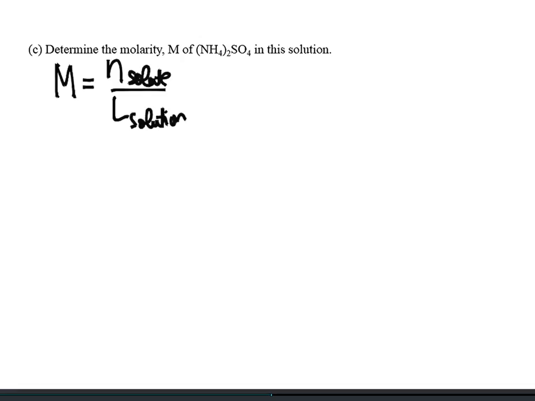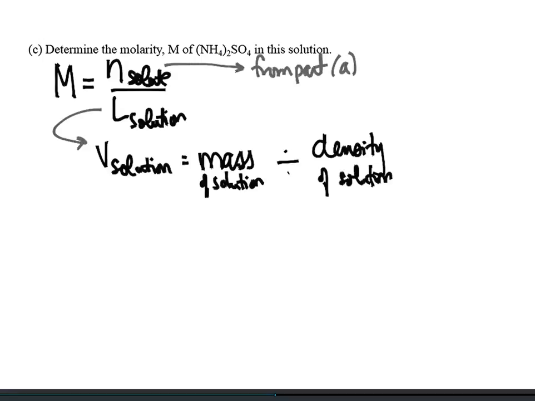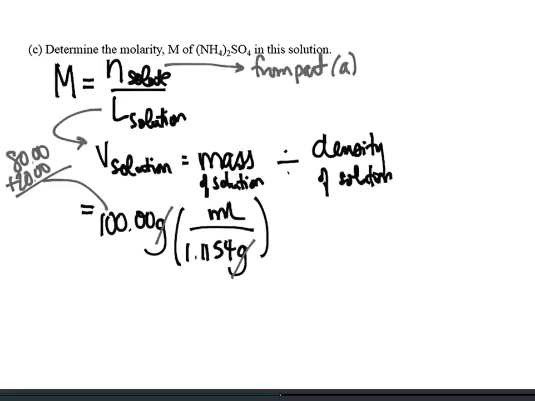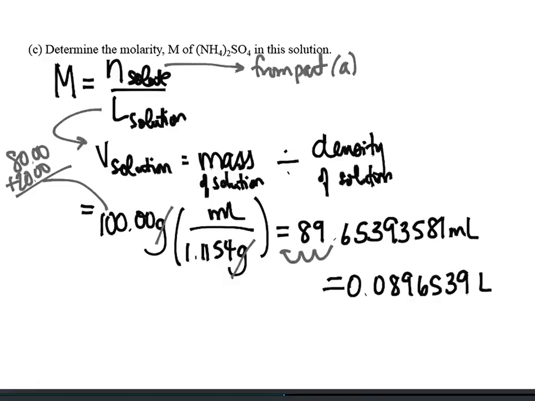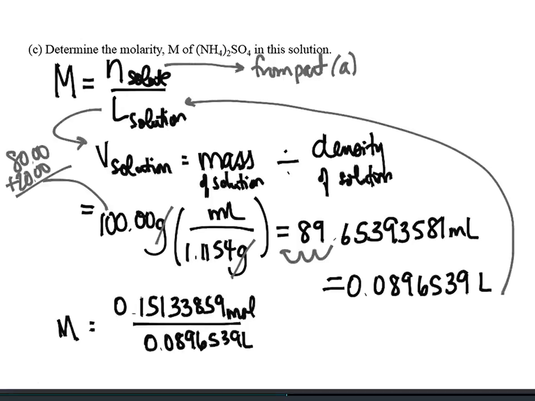Part C, determine the molarity in this solution. So we have moles of solute divided by liters of solution. Again, the numerator is from part A. Volume of solution is the mass of the solution divided by the density of the solution. The mass of the solution is 80 plus 20, so 100 grams. Divide by the density, and you get 89.6539 milliliters, which is the same thing as 0.0896539 liters. That goes in the denominator. So the molarity is, you plug those numbers in and you solve.